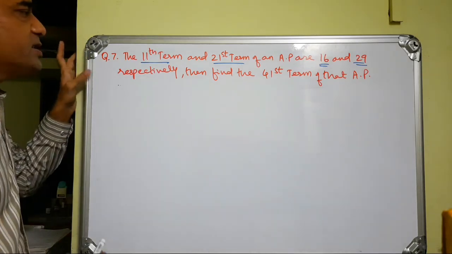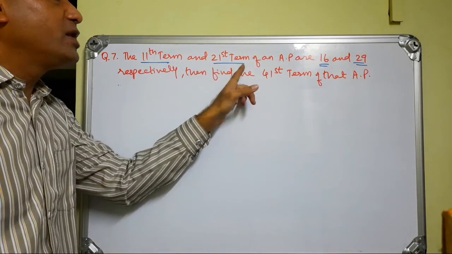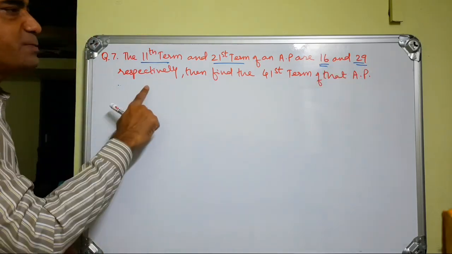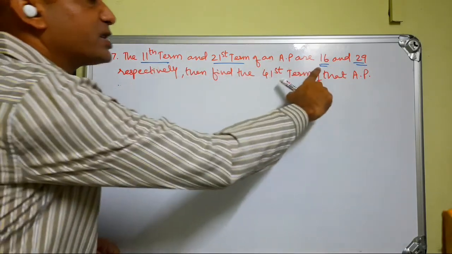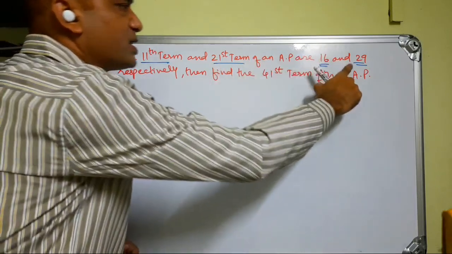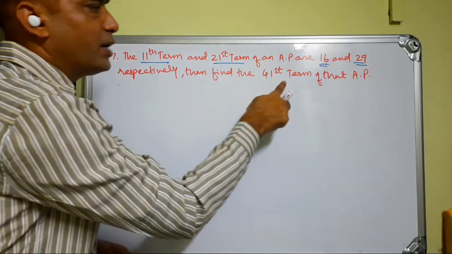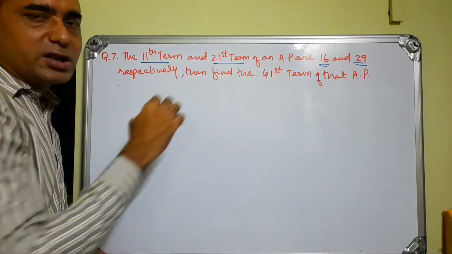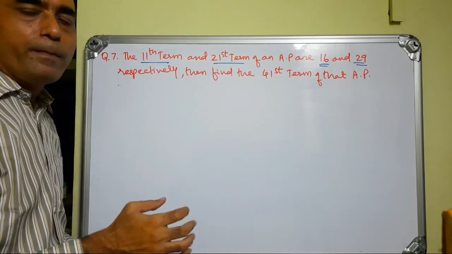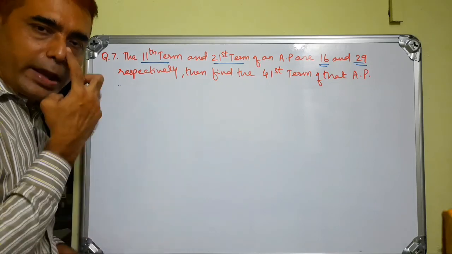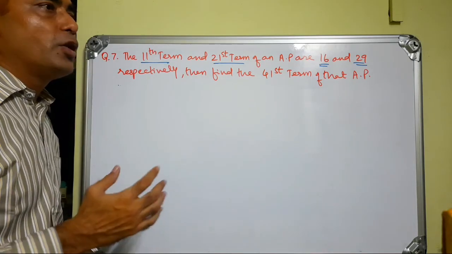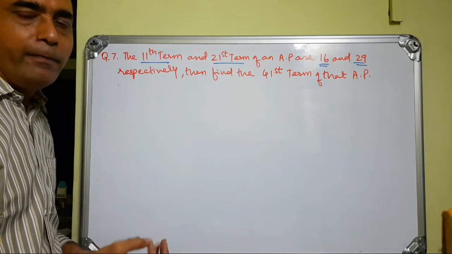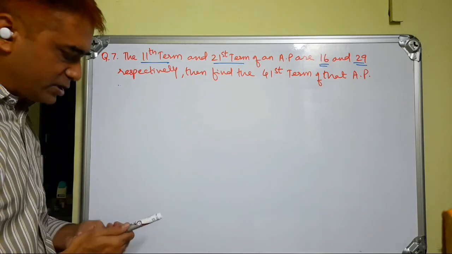Question number 7: the 11th term and 21st term of an AP are 16 and 29 respectively. Then find the 41st term of the AP. That is, the 41st term means T41 equals, the formula will be the same, a plus (n minus 1) d. Now here we need two things, that is A and D. Then we can find the 41st term.